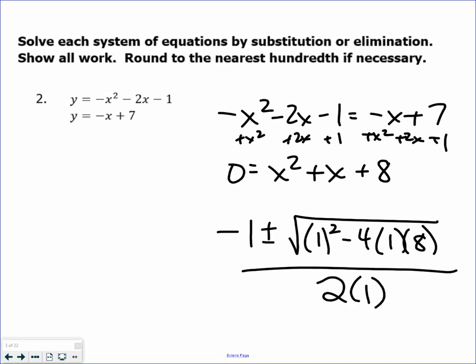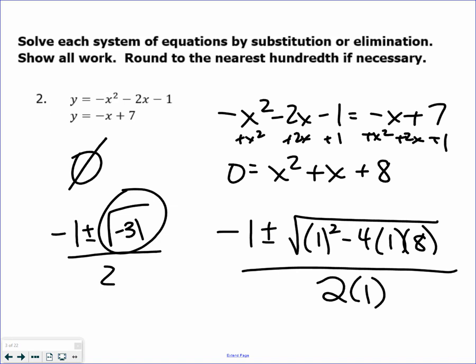The discriminant, the stuff under the radical, is the hard stuff. 1 squared minus 4 times 1 times 8 is negative 31. Well, I can't take the square root of a negative. So therefore, the answer is no solution. If I was going to graph this, you're talking about a parabola and a line that actually never cross.